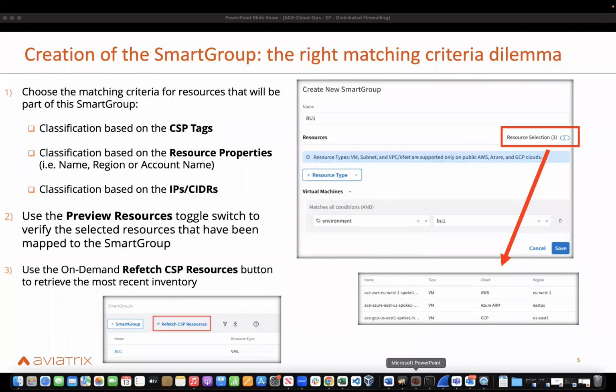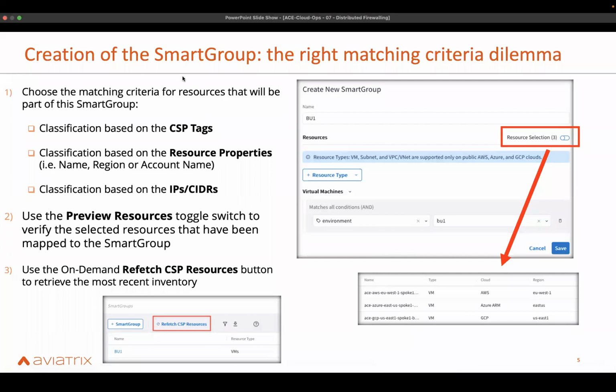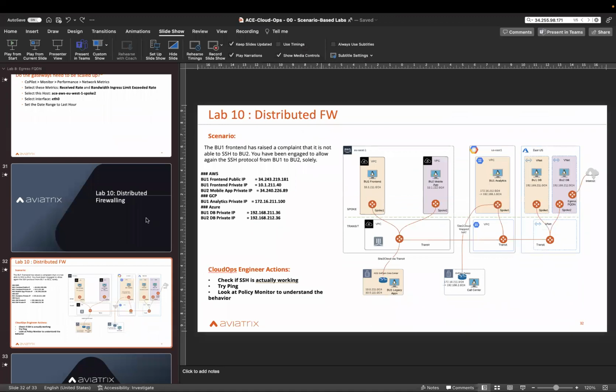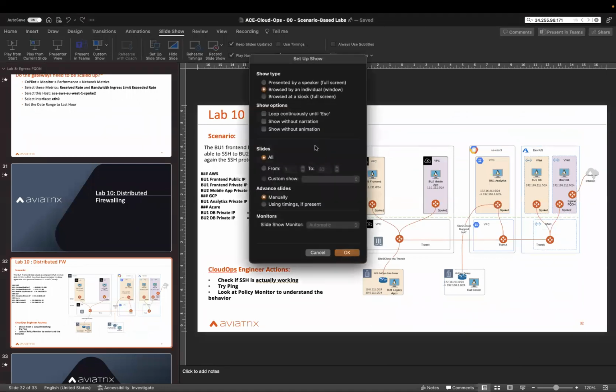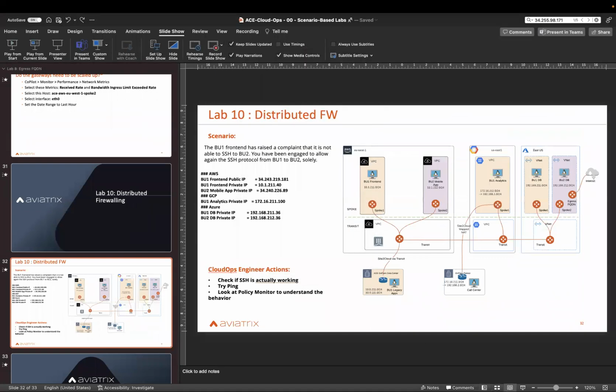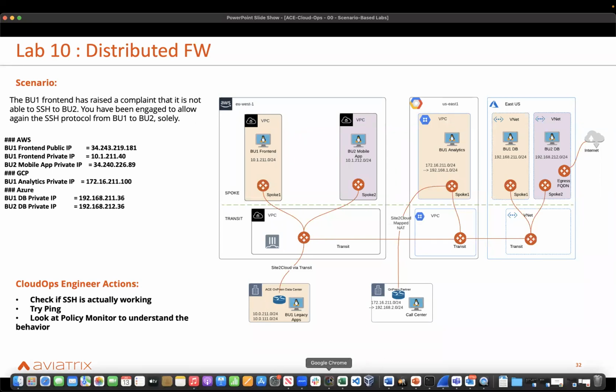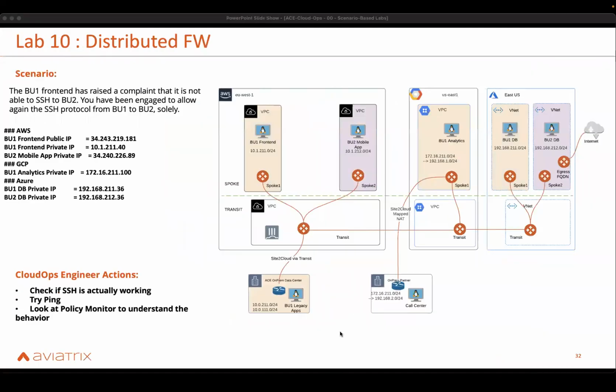And again, if you remember our lab setup, in BU1 we had 3 instances that are in the yellow color, versus BU2, we only had 2 instances. Sorry, my bad.